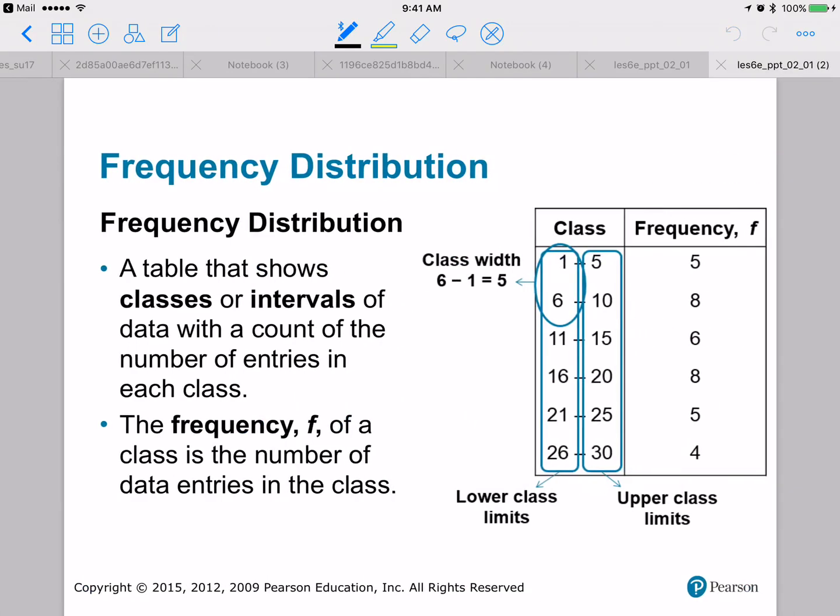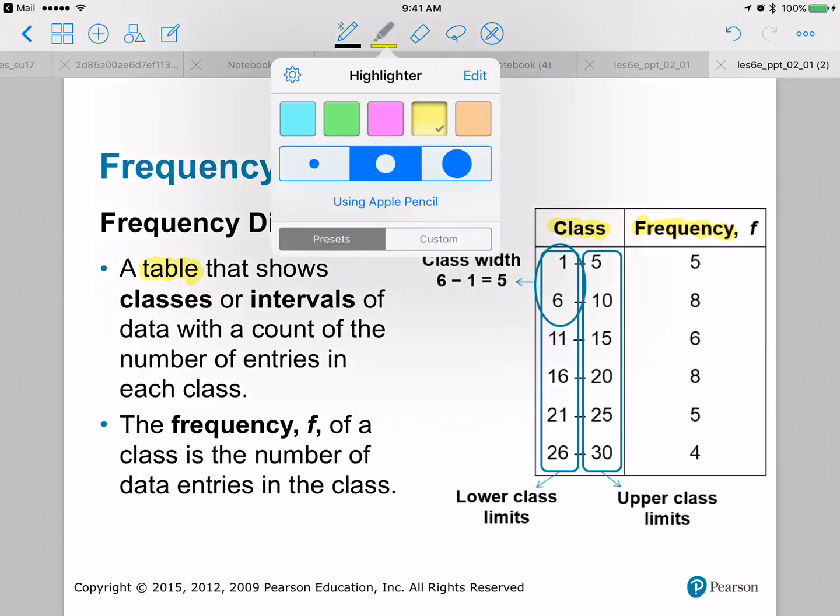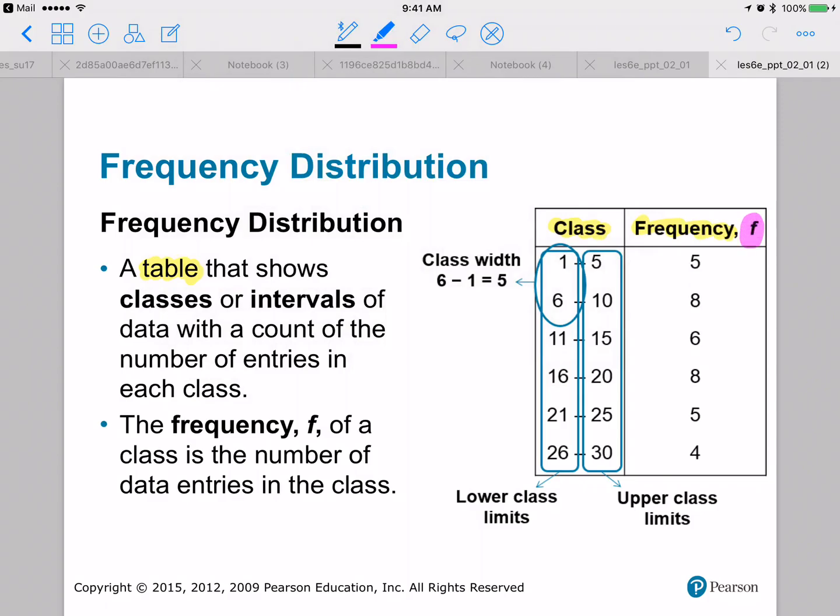Okay, all right. So the first thing is a frequency distribution is essentially a table, and the table has two pieces of information. So for each class, it gives you a frequency. Notice that f is the notation for frequency. So this little f throughout the entire book will stand for the frequency, which is just a count. So it's the number that you have, right? So a table that shows classes or intervals of data with a count of the number of entries in each class.